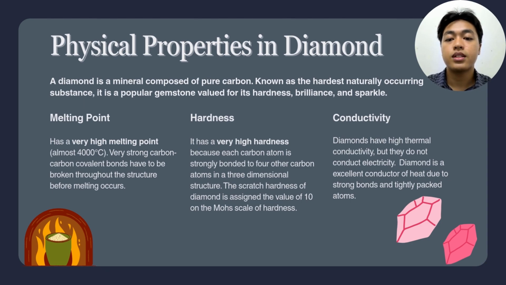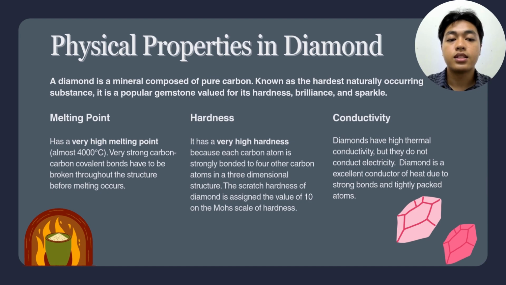For the melting point, diamond has a very high melting point, almost 4,000 degrees C. Very strong carbon-carbon covalent bonds have to be broken throughout the structure before melting occurs. For the hardness, it has very high hardness because each carbon atom is strongly bonded to four other carbon atoms in a three-dimensional structure. The scratch hardness of diamond is assigned the value of 10 on the Mohs scale of hardness.